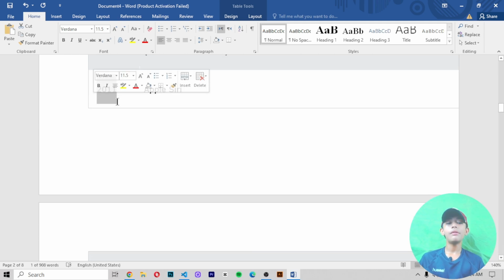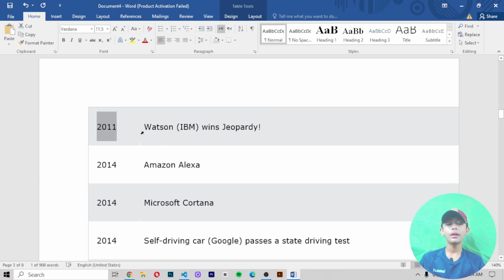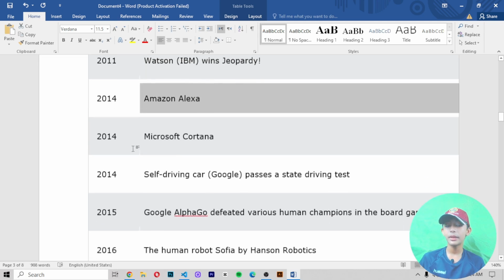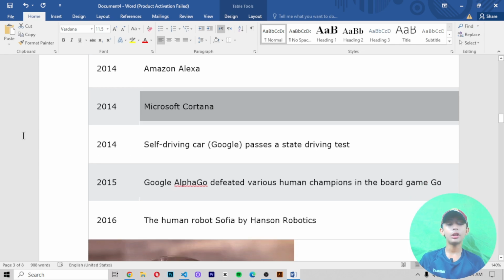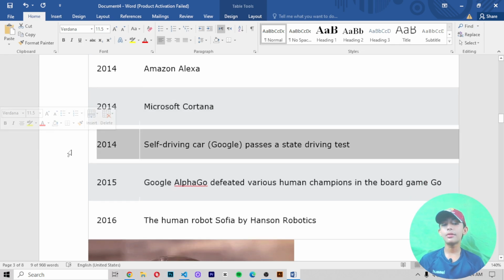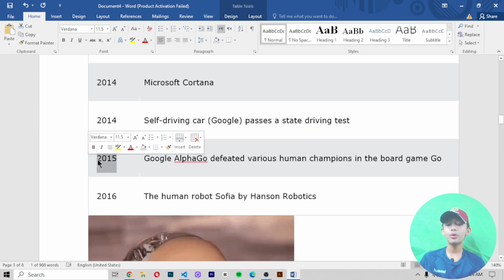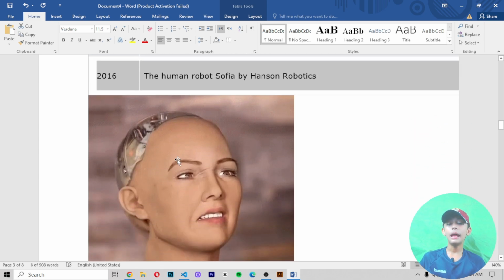In 2011, Apple Siri was invented, and in 2011, Watson, IBM, wins Jeopardy. In 2014, Amazon Alexa came, and in 2014, Microsoft Cortana came. Also in 2014, a self-driving car from Google passes a state driving test. In 2015, Google AlphaGo defeated various human champions in the board game Go. In 2016, the humanoid robot Sophia by Hanson Robotics.